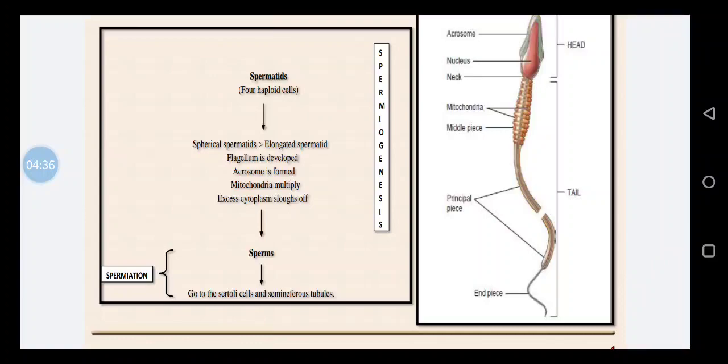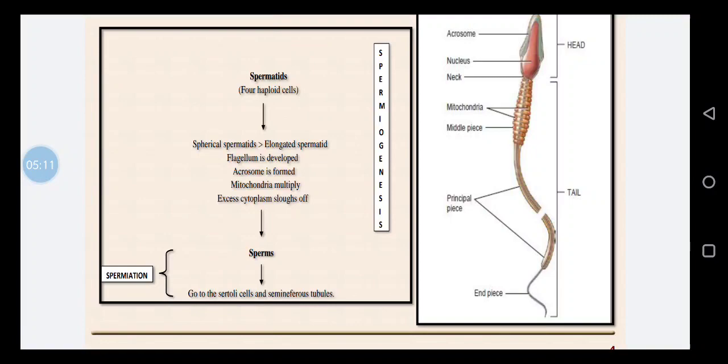Next, the second stage of spermatogenesis is spermiogenesis, where the four spermatids that are produced from one primary spermatocyte undergo differentiation and development and become like a typical sperm. Now, what is this differentiation or development? The rounded spherical spermatids become elongated and slender. Then the acrosome is formed at the head of the cell, and the flagellum is attached to the tail of the cell. Excess cytoplasm is removed, and the number of mitochondria increases.